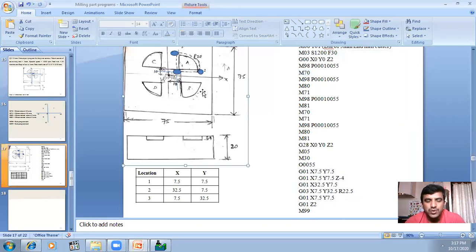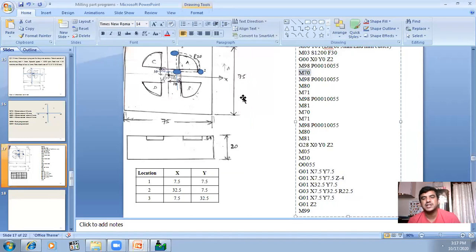After that, I want to do the fourth quadrant. If I want to do the fourth quadrant, what is the mirroring about? X-axis I want to give. Just see M70. What does M70 stand for? Mirror about positive X-axis. Now in which quadrant does the machine spindle have to do the operation? Fourth quadrant. For the fourth quadrant, the coordinates are the same. Then again I will call the subprogram, M98.